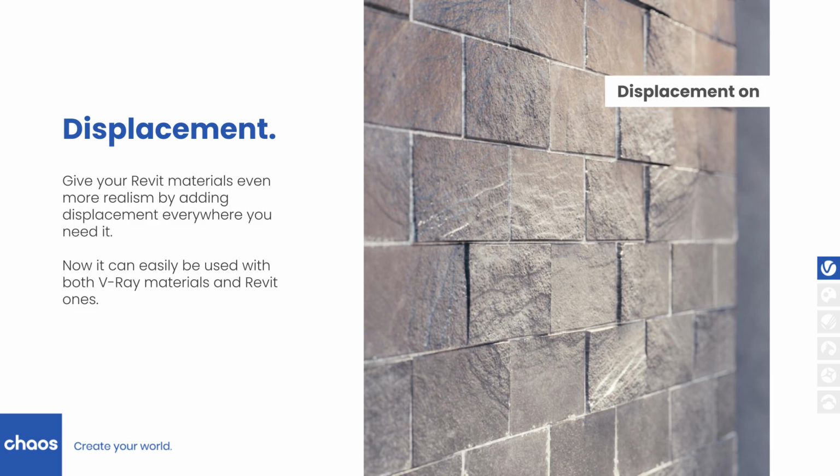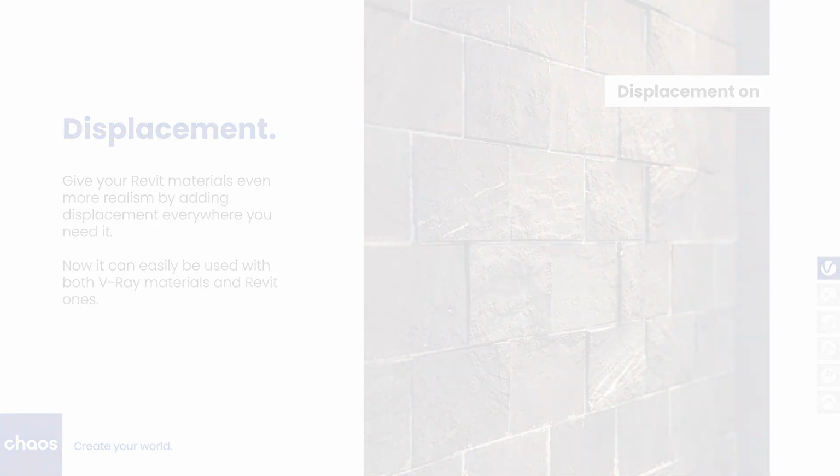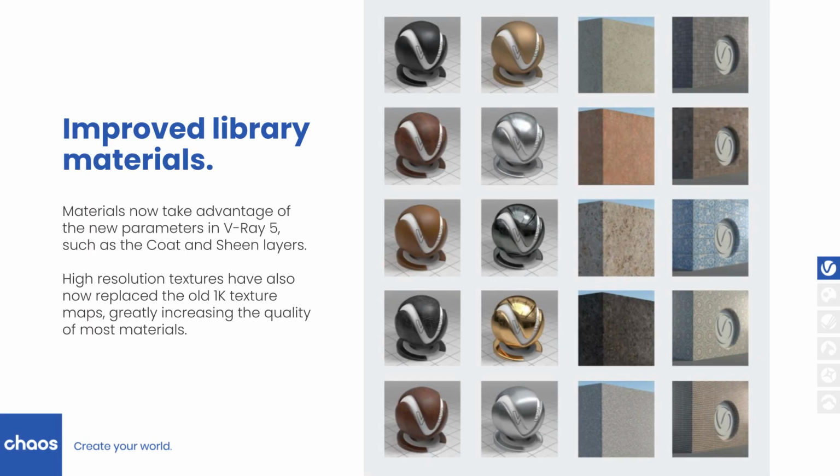With the new workflow, displacement is a separate asset, enabling you to easily add it not only to V-Ray materials, but also to native Revit materials as well. In V-Ray 5, we've also updated the entire built-in material library so that the new material parameters, such as the coat and sheen, are utilized.